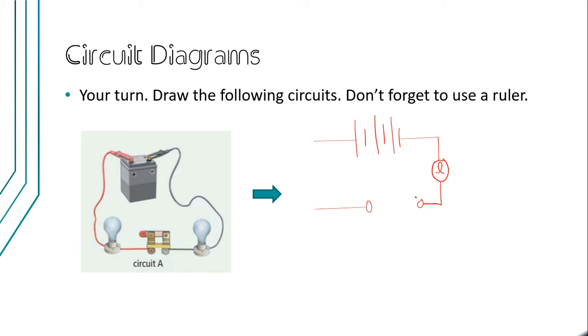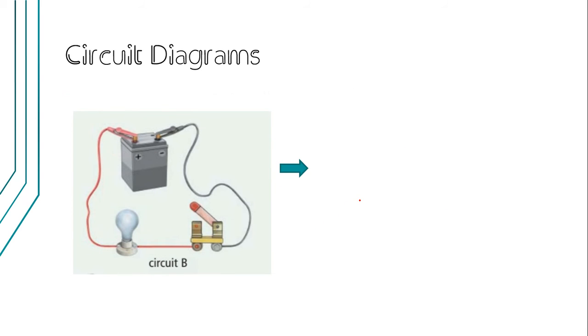Here's my switch, and it's closed. Okay, and then I have my second light bulb. Okay, so there you go. That's what this circuit would look like. And then we'd have the negative and the positive end. Okay, try circuit B. Again, pause first and then come back and check and see if your picture looks like mine.